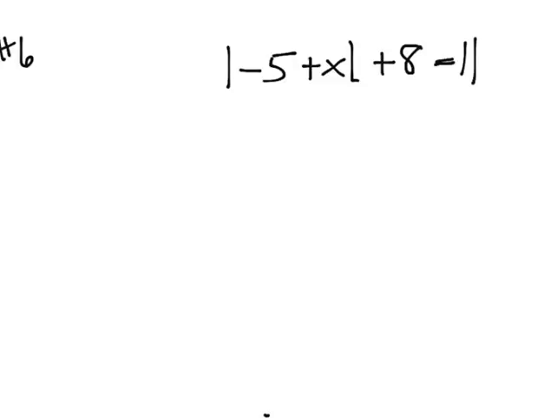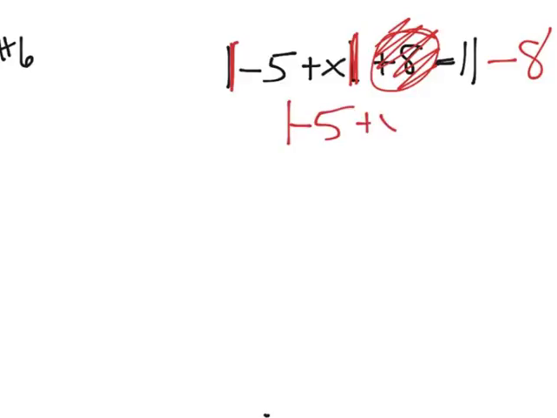Let's try another one. Here's my function. It's not alone. It's got a plus 8 hanging on the outside of it. That's adding 8. What's the reverse of adding 8? That's subtracting 8. So negative 5 plus x is equal to 3. 11 minus 8 is 3. Now I have to have two answers. I have to have two possibilities, don't I?